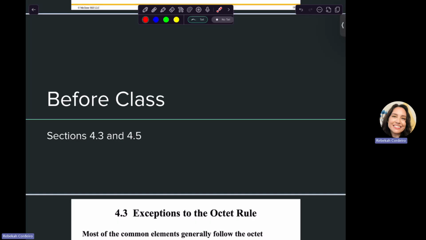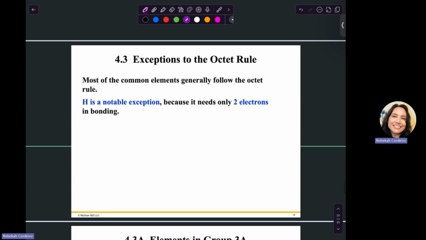All right, we're going to finish up the content for Unit 1. So this will be sections 4.3 and 4.5. Basically just expansion on Lewis structure stuff, nothing really crazy new here. There are some exceptions to the octet rule. Hydrogen is a notable exception. It only needs 2 electrons in bonding. We've talked about that before.